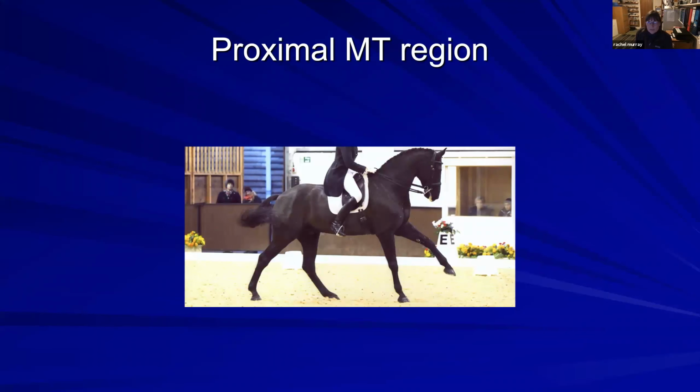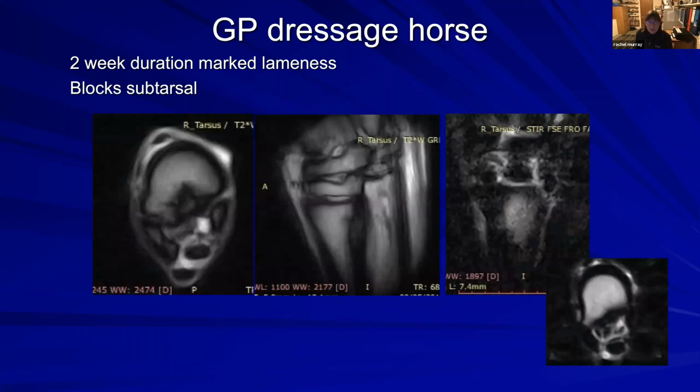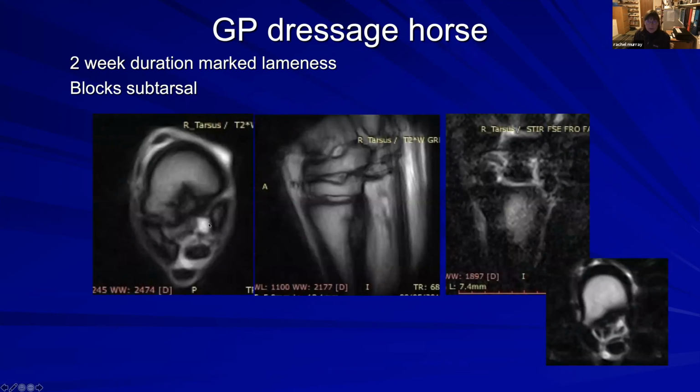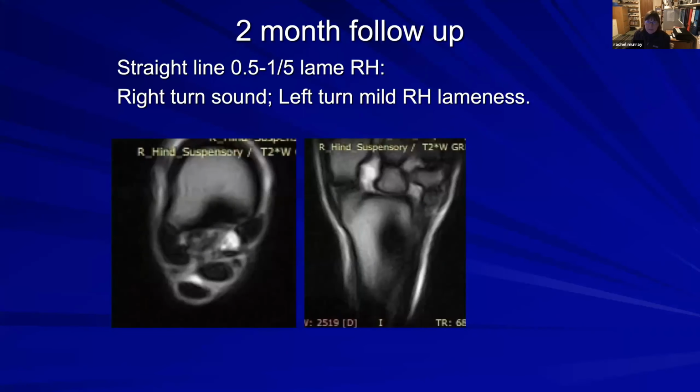What about the proximal metatarsal region? This is a 2-week duration marked lameness, blocked subtarsal, and we can see we've got marked fluid signal in this area in the region of origin of the suspensory ligament, marked fluid signal here. At a 2 month follow-up, this horse is now mildly lame in a straight line, but still lame on a turn. And we can see there's improvement here.